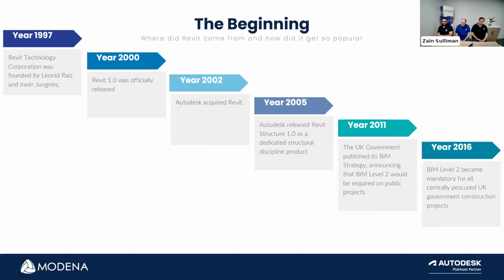Come to 2016, and BIM level 2 was mandated for public projects and had to be adhered to. Now, that was a big change, and companies had to either sink or swim. Almost as big as Revit stairs.